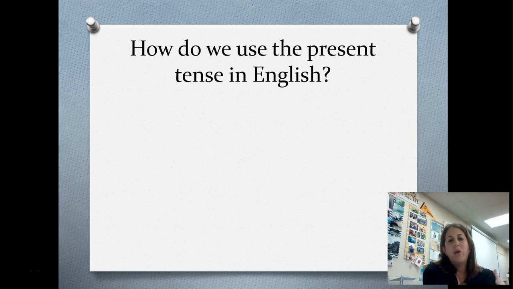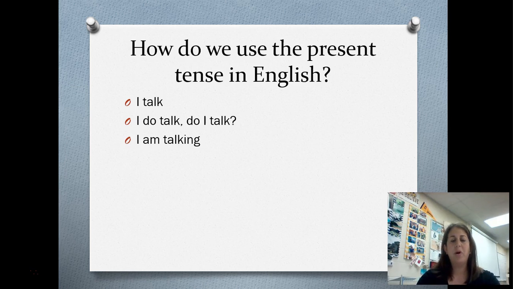So think about how we use the present tense in English. We use the present tense, hint hint, the present, to talk about what's going on either in the now or in the very near future. So, for example, I could say, I talk. Do I talk, or I am talking, for example, like I am talking to the student on Wednesday after school because I got in trouble. Just kidding. So anyway, that's how the present tense could translate into English from Spanish.